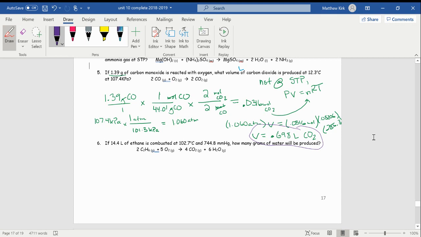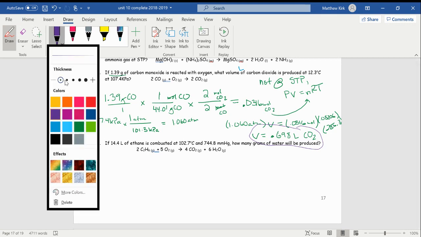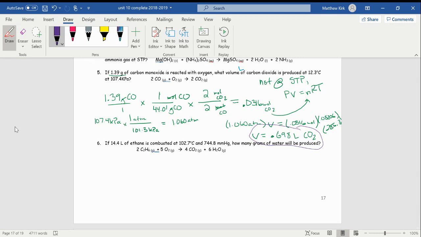Let me do another one for you all though here. Let me do number 6. So number 6, if 14.4 liters of ethane is combusted at 102.7 degrees Celsius and 744.8 millimeters of mercury, how many grams of water will be produced? So again, recognize it as being stoichiometry. We have the balanced equation, and I'm being asked to convert from liters of ethane to grams of water.